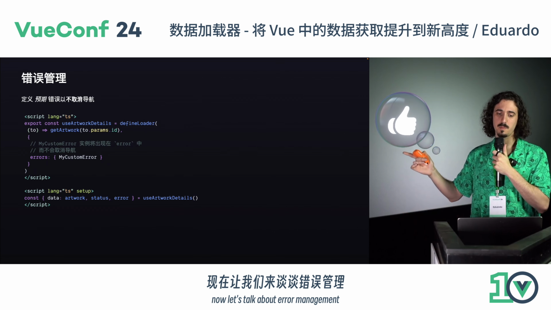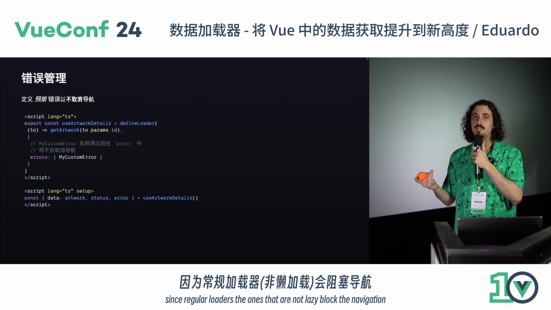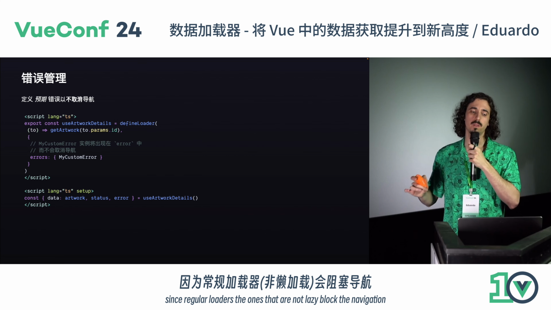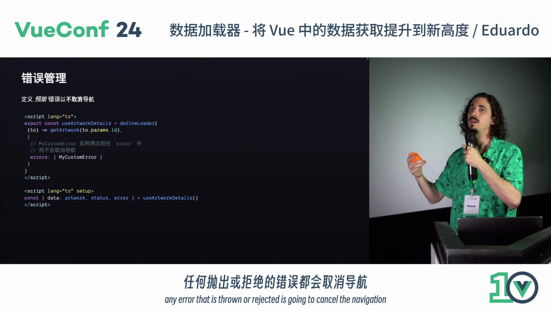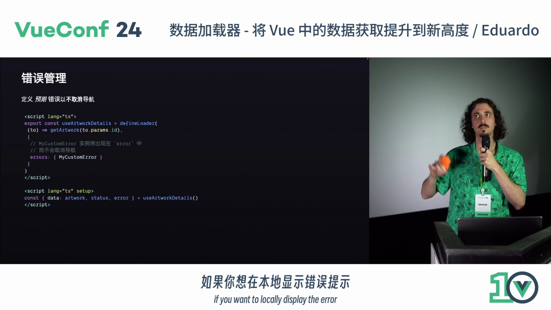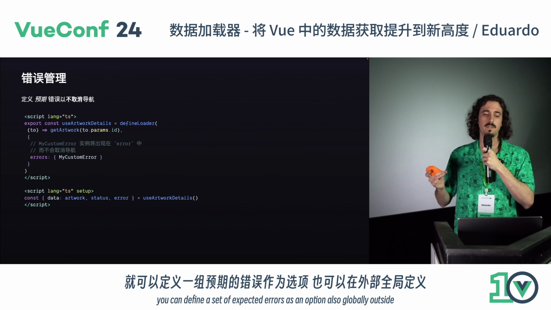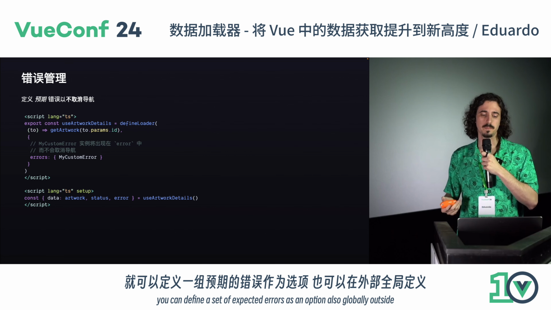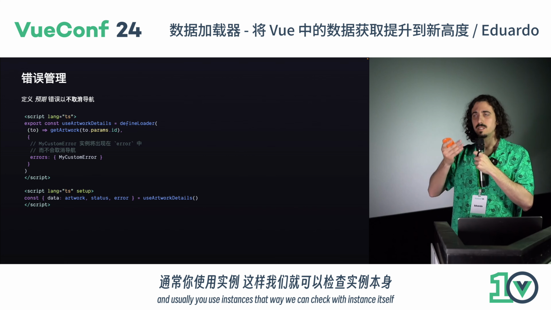Now let's talk about error management, which is connected a little bit to lazy, but not limited. Since regular loaders, the ones that are not lazy, block the navigation, any error that is thrown or rejected is going to cancel the navigation. If you want to locally display the error, for example, not found or any other custom error, you can define a set of expected errors as an option, also globally outside. And usually you use instances. That way we can check with instanceof.